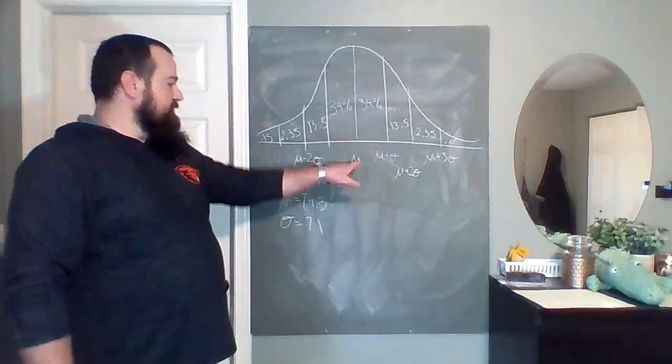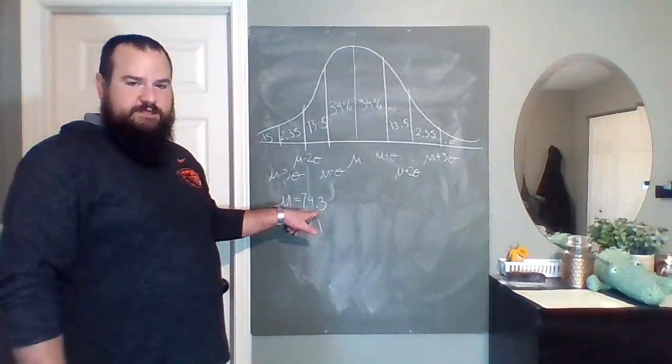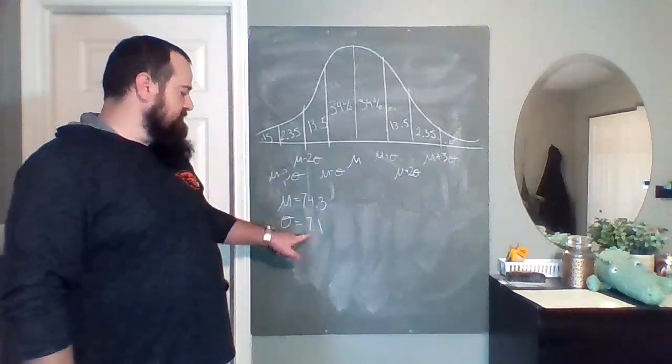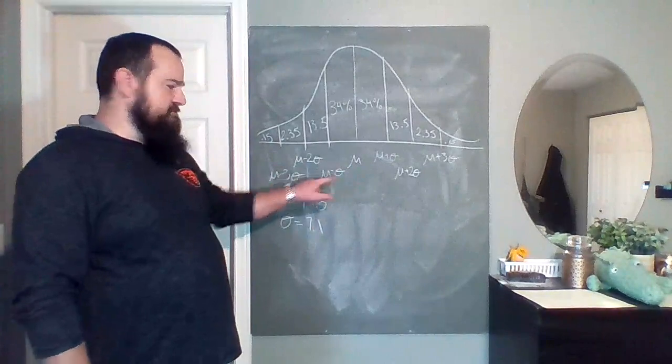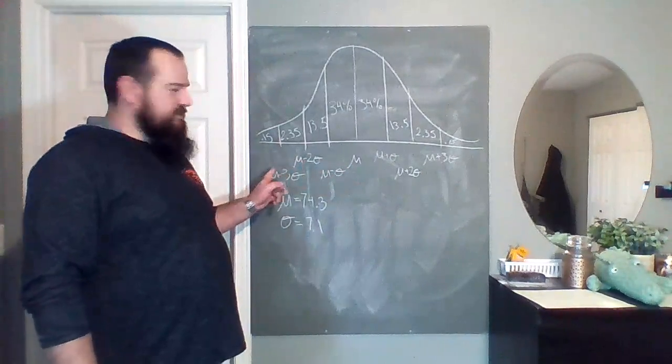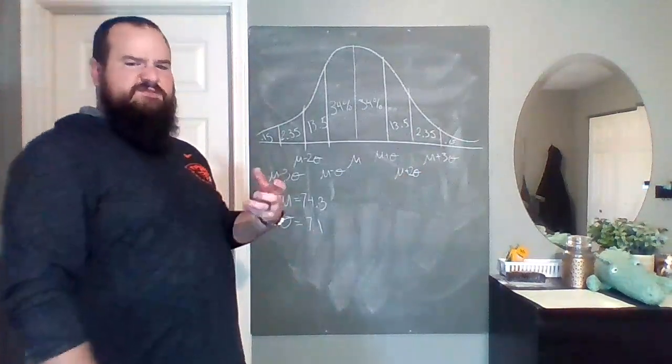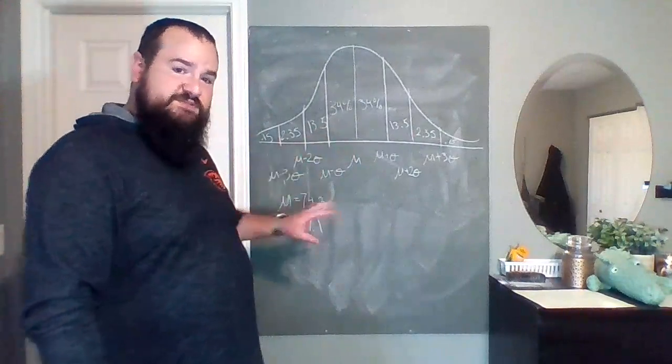We could fill these in. We know right now this one here is 74.3. And then if you subtract the standard deviation 7.1, you'd get this number here, subtract again, right? Add. So we can get those actual number values that correspond to the situation I'm talking about.